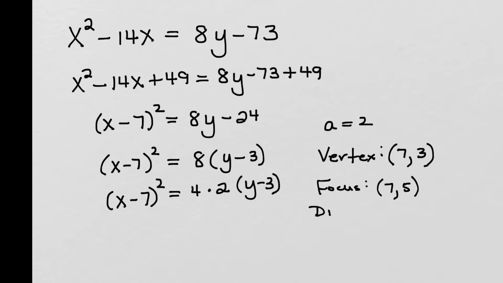And the directrix is going to be 2 steps in the exact opposite direction. That's going to be the line y equals 1. I just took the y value of the vertex, subtracted 2 from it, and that gave me 1. It's a y value, so the directrix is y equals 1, because the directrix is a line, not a point. So now I've got the vertex, the focus, and the directrix, and I'm ready to graph.